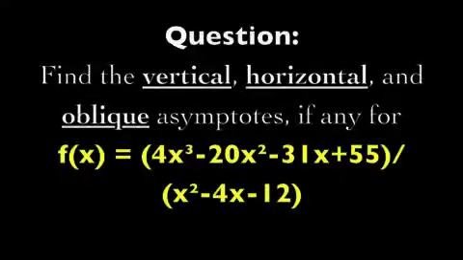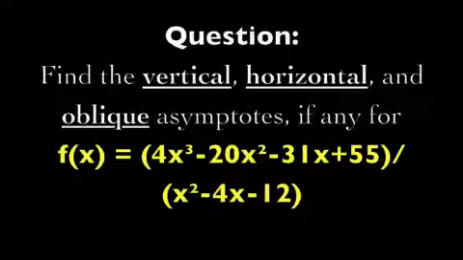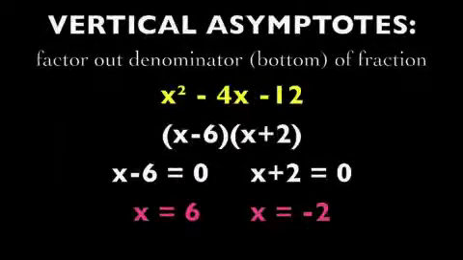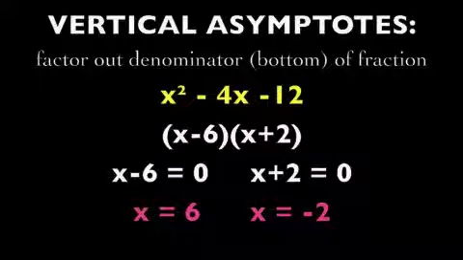Question number 18. Feel free to pause this video at any time. Question: find the vertical, horizontal, and oblique asymptotes, if any, for this equation. To find vertical asymptotes, factor out the denominator or bottom of the fraction. Your vertical asymptotes are at x equals 6 and x equals negative 2.